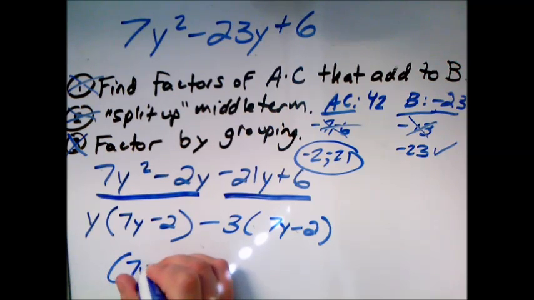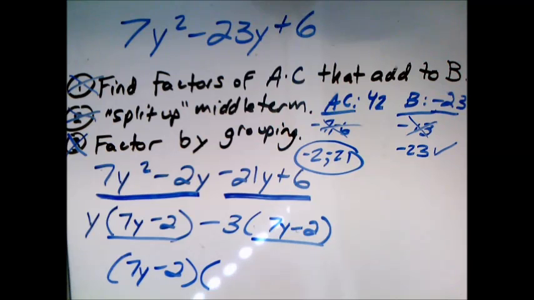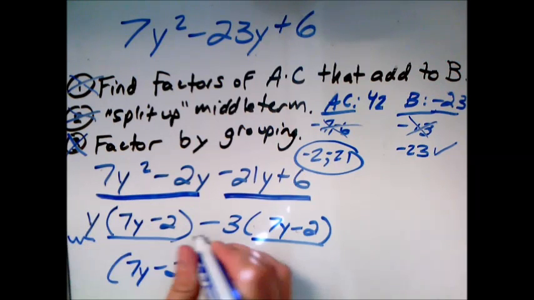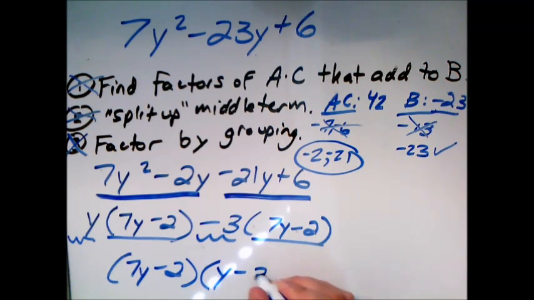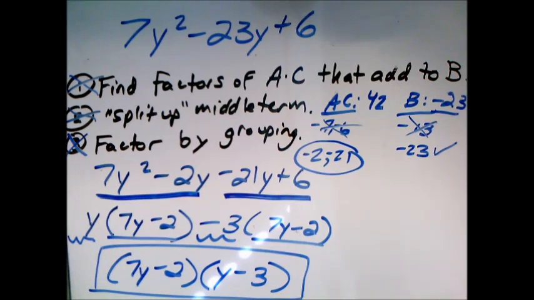And so one of my factors is 7y minus 2, because I can see it here and here. And what am I left with when I factor that out? A y minus 3. So there's the AC method factor.